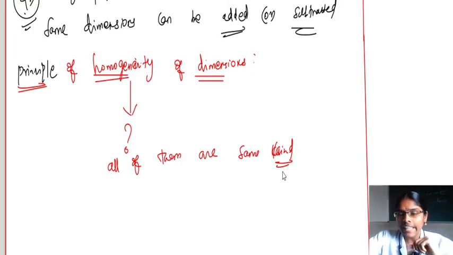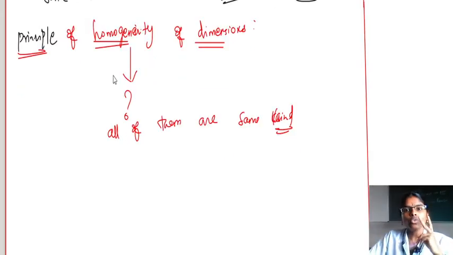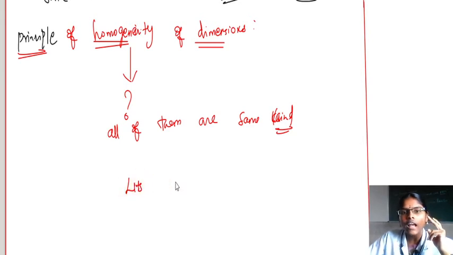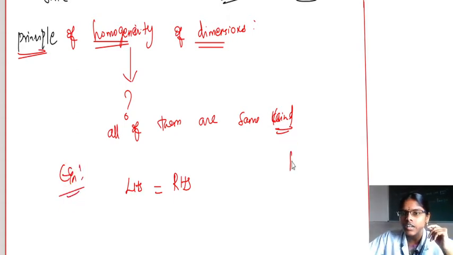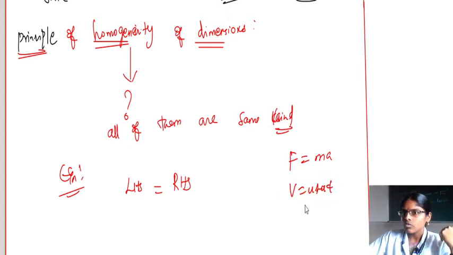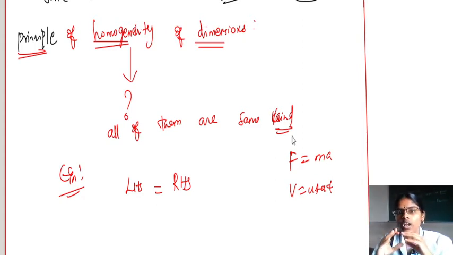You know, in every equation there will be two things. One is the LHS part and another one is the RHS part. Am I correct? Every equation has a left hand side and a right hand side. It's like this: F is equal to MA, or V is equal to U plus AT. Like this, every equation has an LHS part and an RHS part, the right hand side part, right? So what we are going to do here is check whether both the sides, both LHS and RHS of the equation, have the same dimensions.